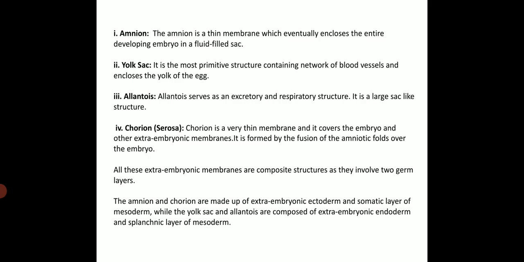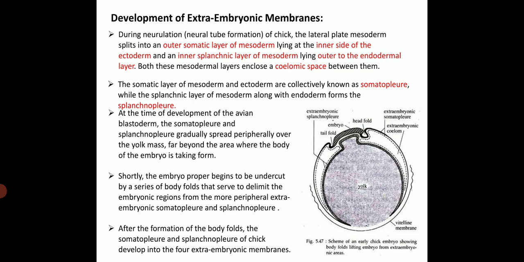So the extra-embryonic membranes are composite structures: the amnion and the chorion are made up of extra-embryonic ectoderm and somatic layer of mesoderm, whereas the yolk sac and the allantois are composed of extra-embryonic endoderm and splanchnic layer of mesoderm. So, coming to the development of extra-embryonic membranes.